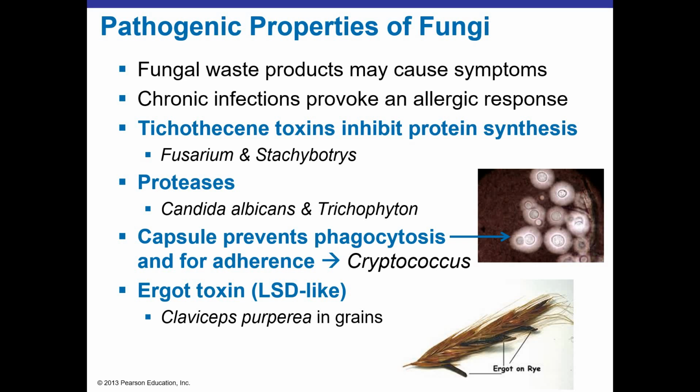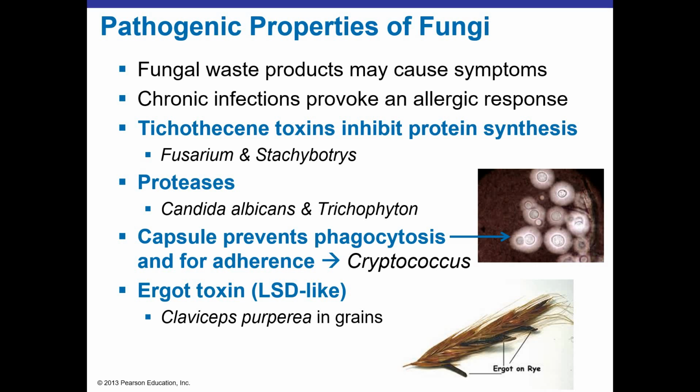The fungi can also have some pathogenic properties. Some of this is just caused by their waste products, and fungi are notorious for causing an allergic response. They are very prolific in putting those reproductive spores out into the environment, and many people do have allergic reactions to them. However, they can also make things like the trichothecene toxins that inhibit protein synthesis, similar to what we saw for the bacterial toxins. They can make proteases that can do some cell and tissue damage.